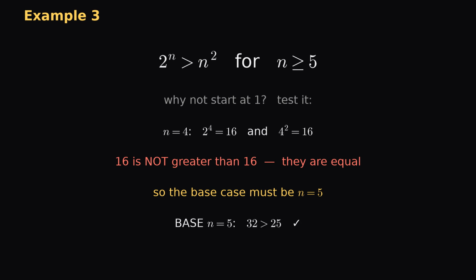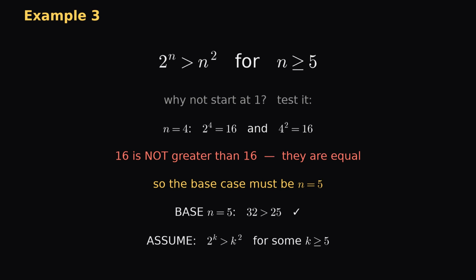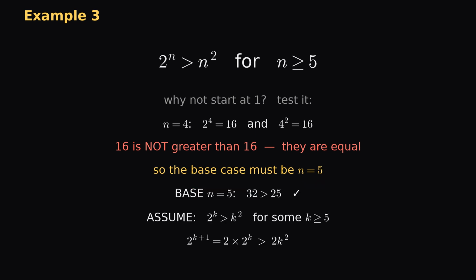Base case, n equals 5. 2^5 is 32. 5 squared is 25. 32 is greater than 25. True. Assume 2^k is greater than k², for some k at least 5.